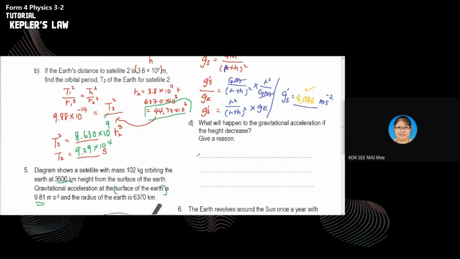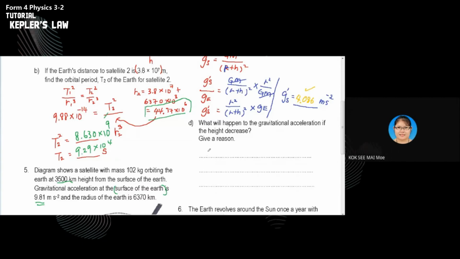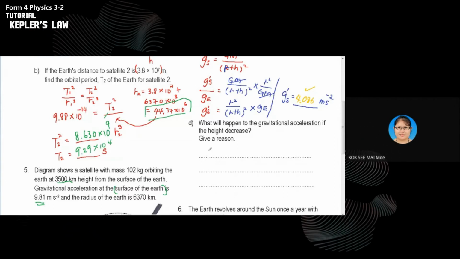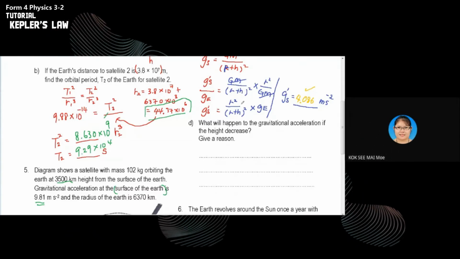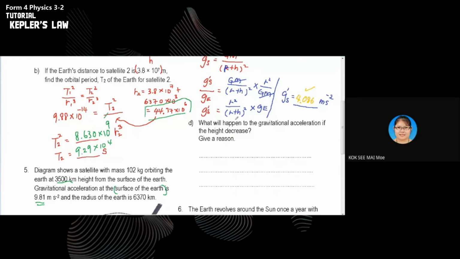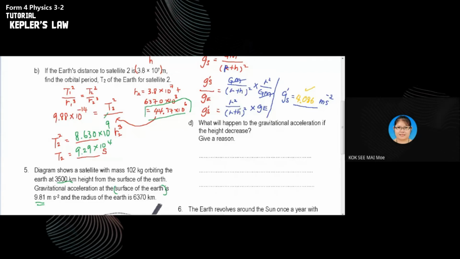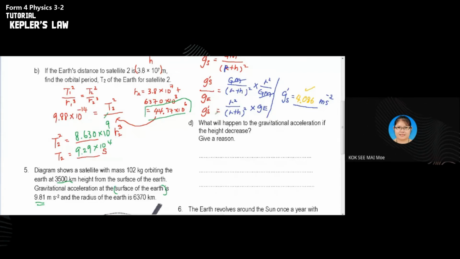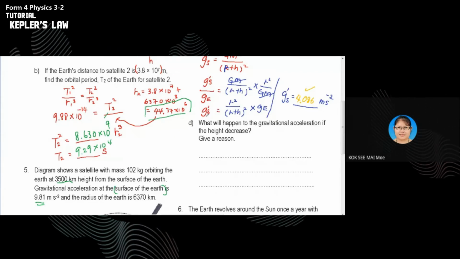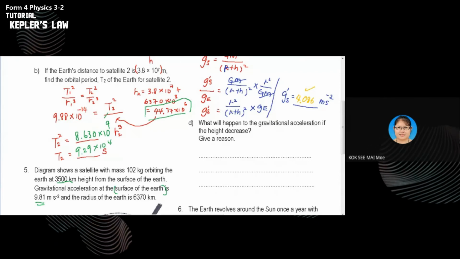Okay, when you pull the satellite closer to the Earth, we find the gravitational field strength must be higher. So how is that? You see this one, R plus H. R plus H is the distance of the satellite. So when this becomes shorter, your g becomes higher because they are inversely proportional.